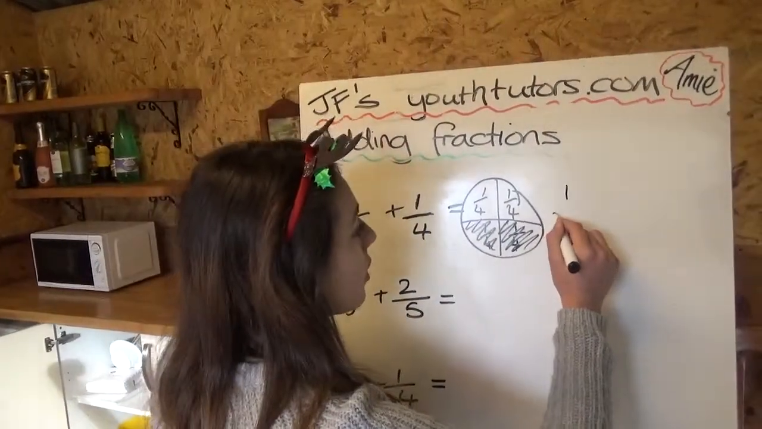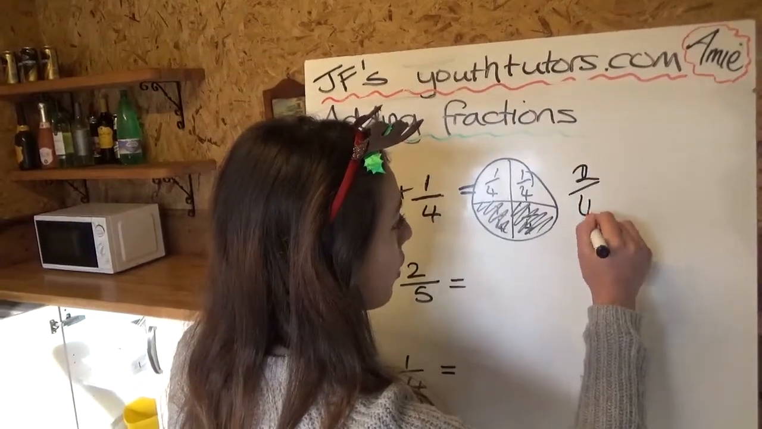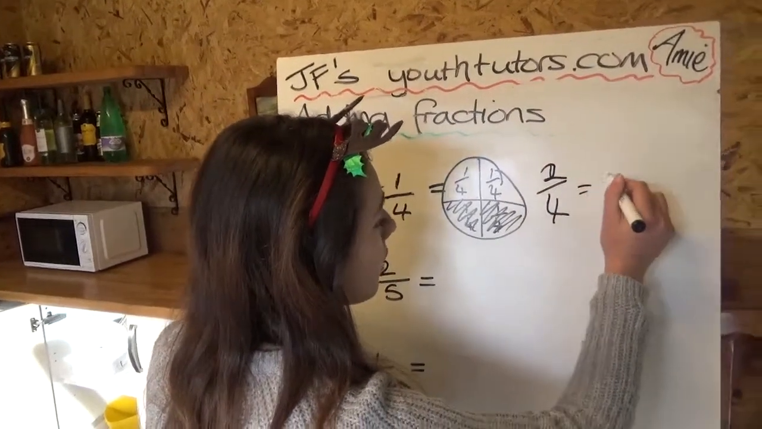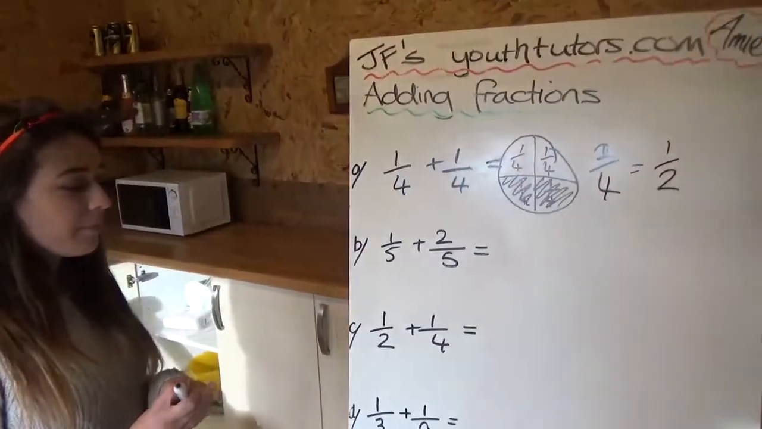So we know that it equals 2 quarters, but we can simplify that down to a half. That's really nice and clear, Amy. That's great. Okay, right. Part B.